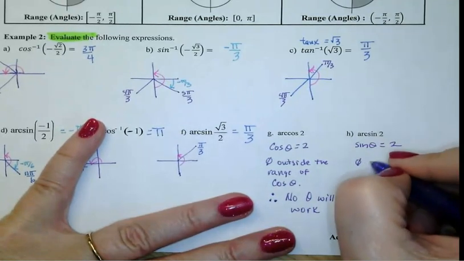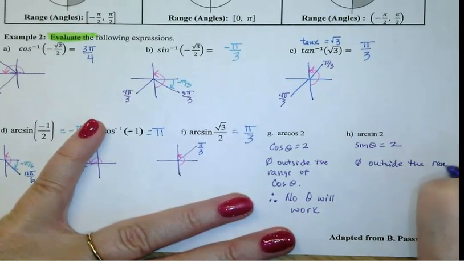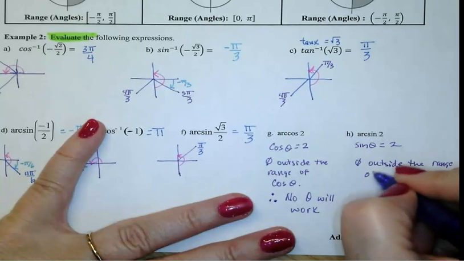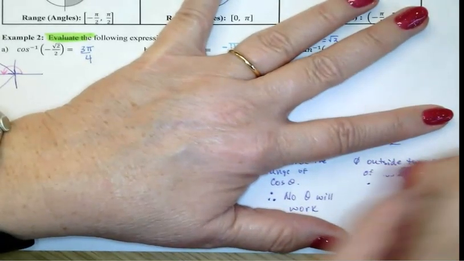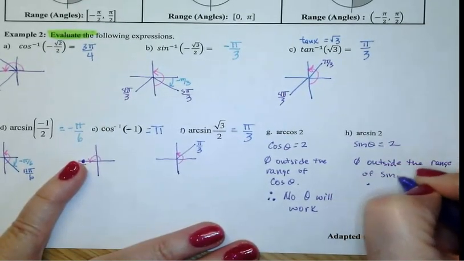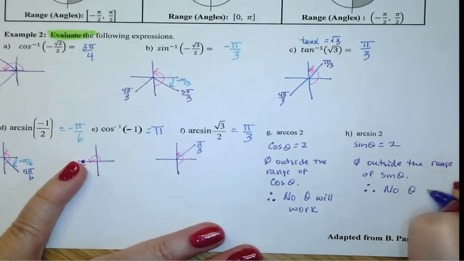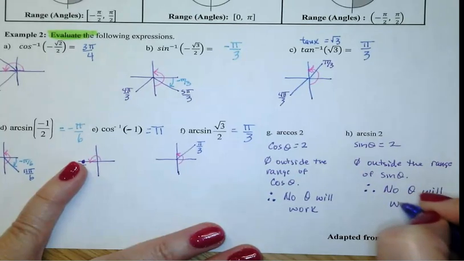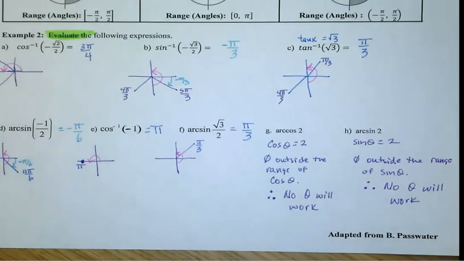We would say the empty set, and the reason is it's outside the range of sine theta. I'm sorry, we're still looking at the previous problem. Sorry about that. Sine theta. And therefore, we know that there are no thetas that will work. All right, so that gave us another piece to think about as we're going through the graphs here.